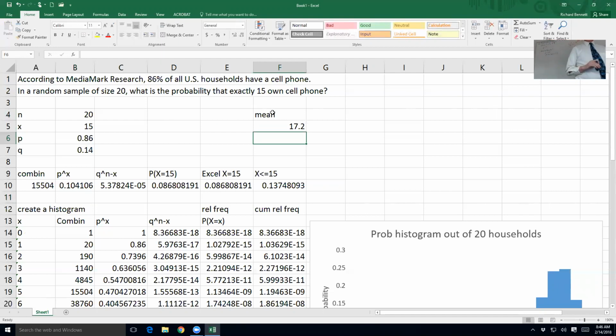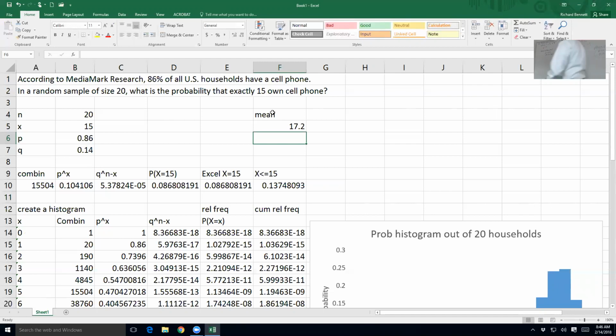Now, is it okay that I've got the 0.2? Yes. You'd probably, in real life, expect 17, but you'd get more than that sometimes. So don't chop that off. 17.2 is your mean.